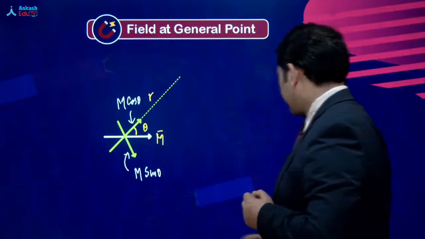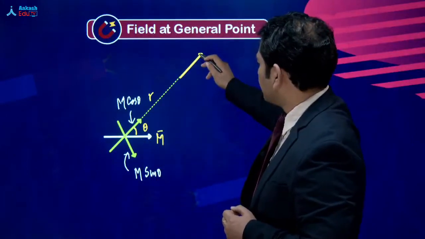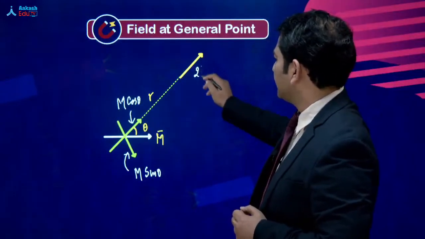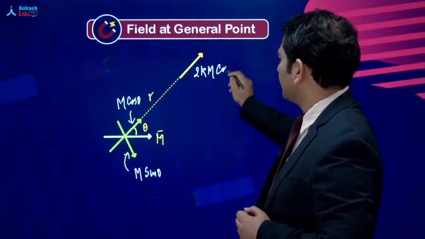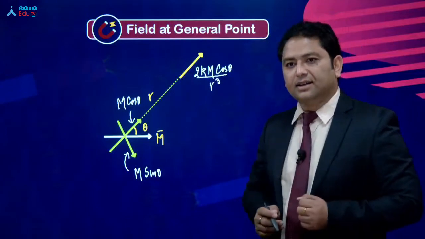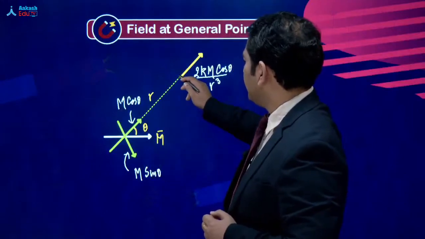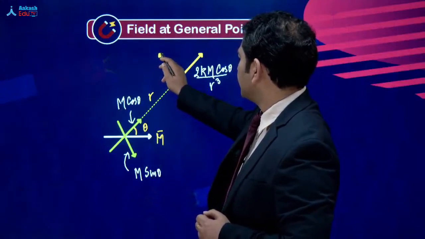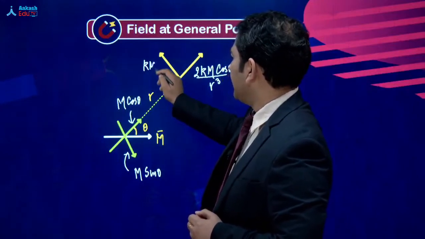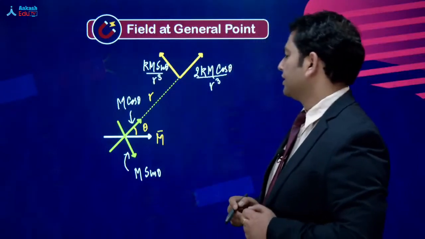सबसे पहली बात, let's do due to m cos theta. Because for m cos theta, the point is axial, so the direction of the field will be this, and that is 2km cos theta divided by r cube, that's the case. Or m sin theta के लिए, this point will be equatorial, so that would be opposite to that. और ये जो value आएगी, that's going to come as km sin theta divided by r cube.